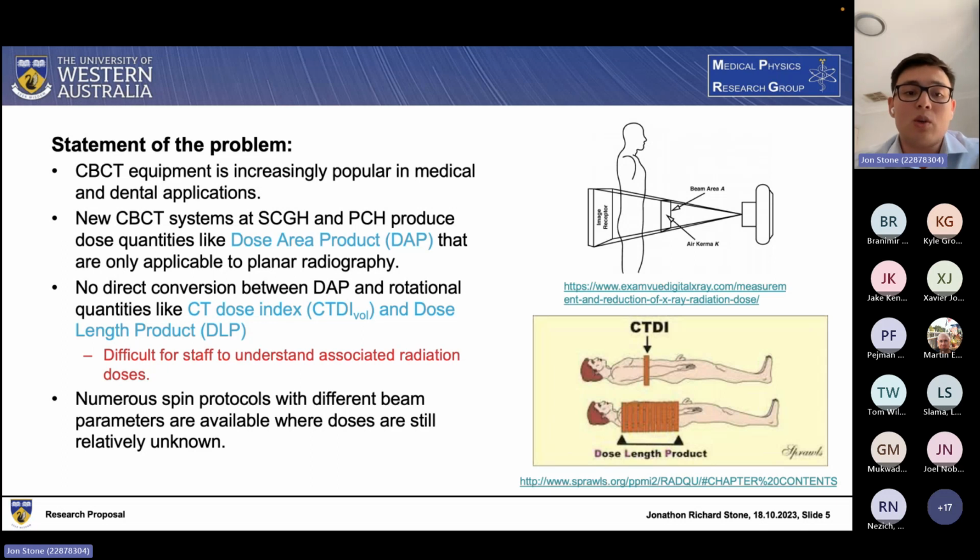The problem is that there's no direct conversion between DAP and rotational quantities like CTDIvol and DLP, dose length product, which is acquired by finding the dose per ring of a helical acquisition and then multiplying that by the length of the acquisition. So it's difficult for staff to understand the associated radiation doses with cone beam CT in terms of normal fan beam CT doses. On top of this, there are a number of different spin protocols with different beam parameters. For example, mAs and kV are altered between these different spin protocols, and so the doses are still relatively unknown.